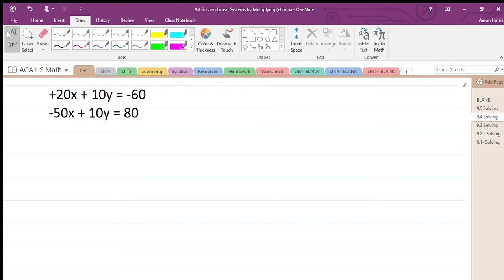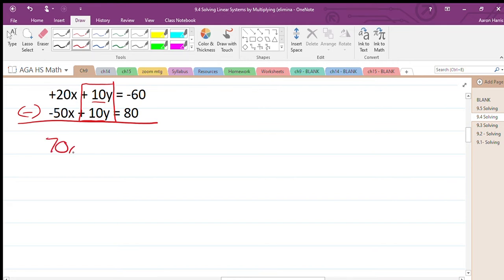So our example number 2, when do we subtract? Well, I have a 10, I have a 10, but they're both positive. So I'm going to eliminate the y, but in order to do it, I am going to subtract the equations because they're the exact same number. So 20 minus a negative 50. Therefore, a negative and a negative is a positive, so I get 70x.